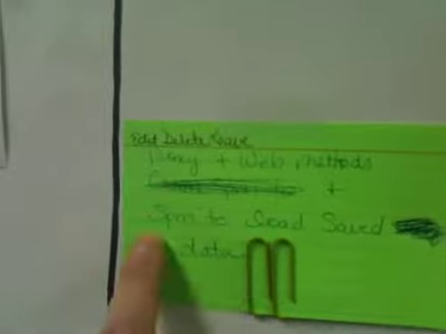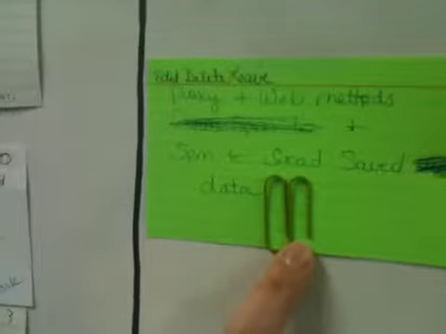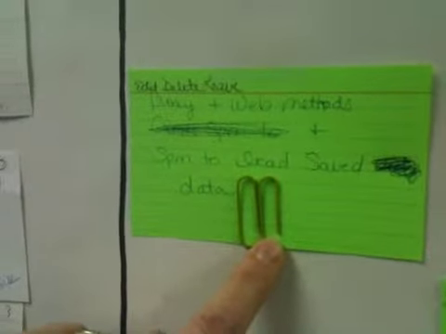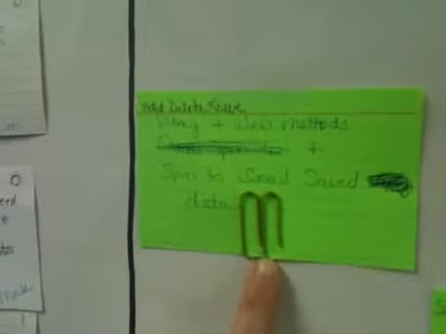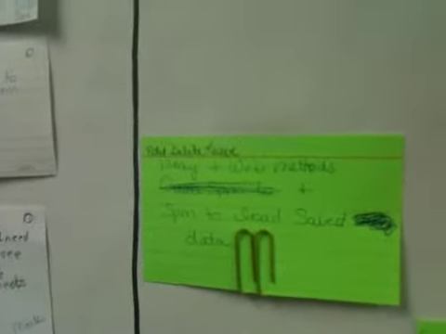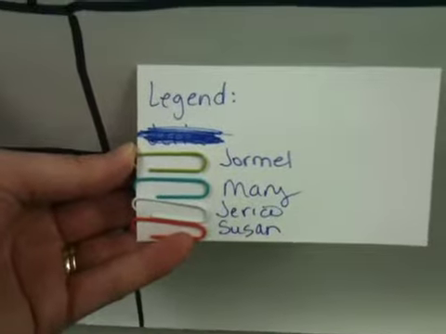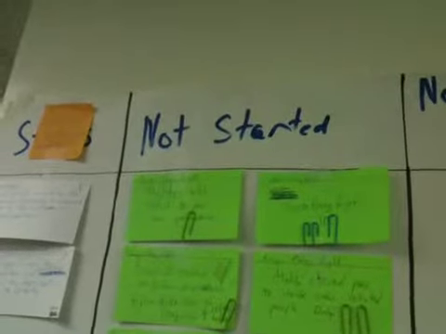So we come over here, and I'm going to have to find where I posted it. Okay, here's one of the tasks. We need to build proxy and web methods and the stored procedure to load saved data. The paper clips on that task indicate two things: one, who's doing it, by the color, and two, how many hours they think it'll take to get done. In this instance, the color corresponds to Jormel. He's green, and he thinks it'll take him 2 hours. And he hasn't started it yet.